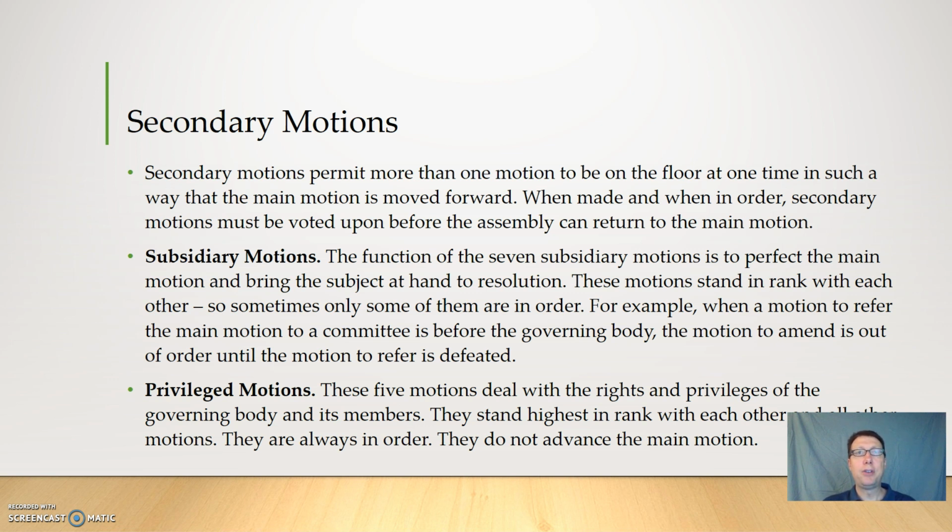See, because if you're just trying to decide whether to refer to something, you don't want somebody to stand up and say, well, I want to amend it. No, you got to decide whether to refer it before you amend it. So there's some thinking behind this. And then there's privileged motions, which have to do with the rights and responsibilities of the governing body and its members. They're the highest rank to each other, and over all motions, they're always in order. They also don't advance the main motion.